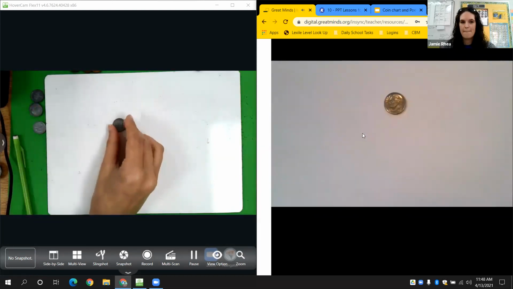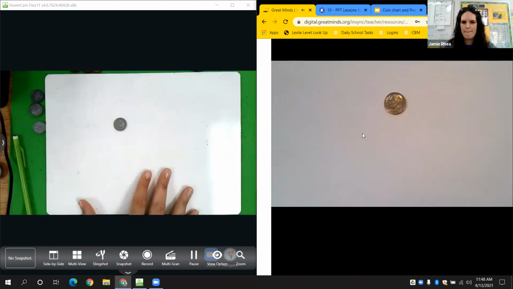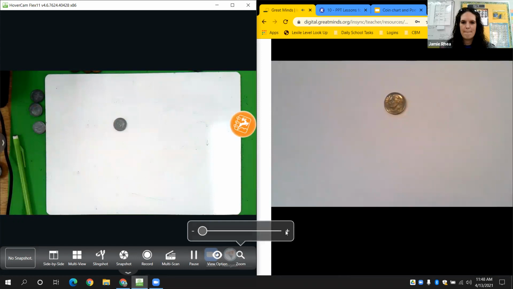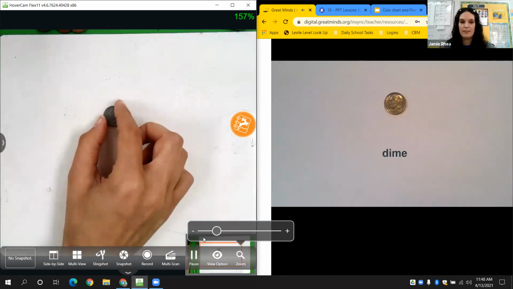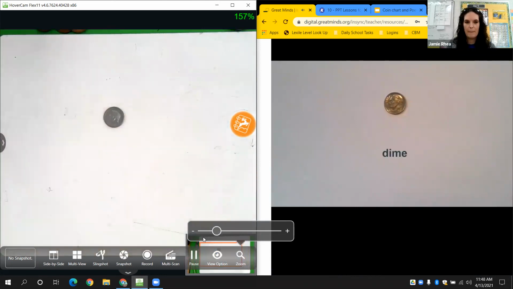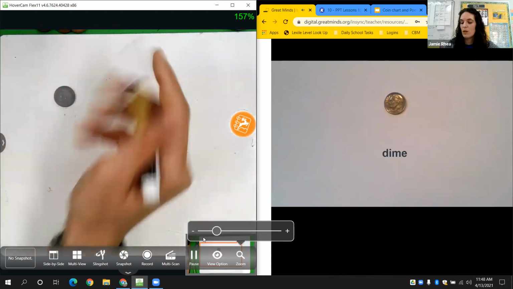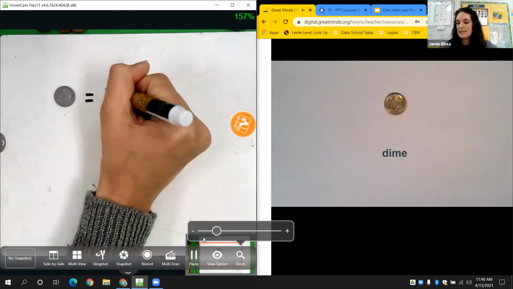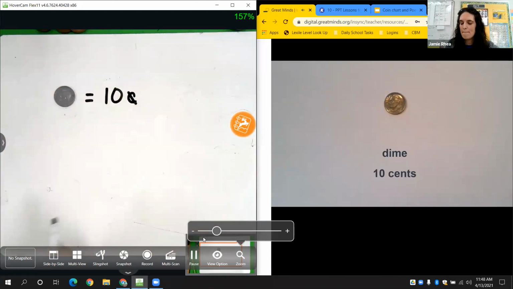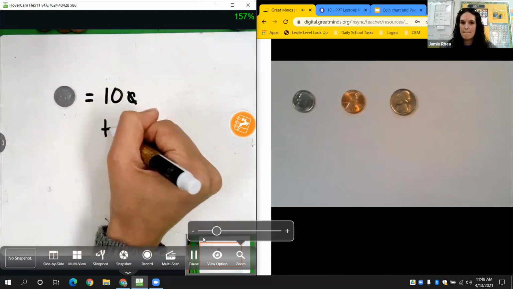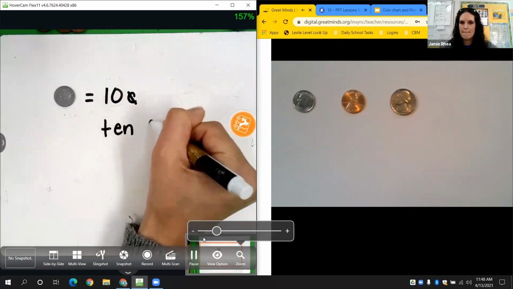Let's start with this coin. What is the name of this coin? Think about it first. Tell me. It's a dime. This is a dime. What is the value of 1 dime? We know that the dime is 10 cents. It is worth 10 cents. Point to which coin on the screen is a dime.